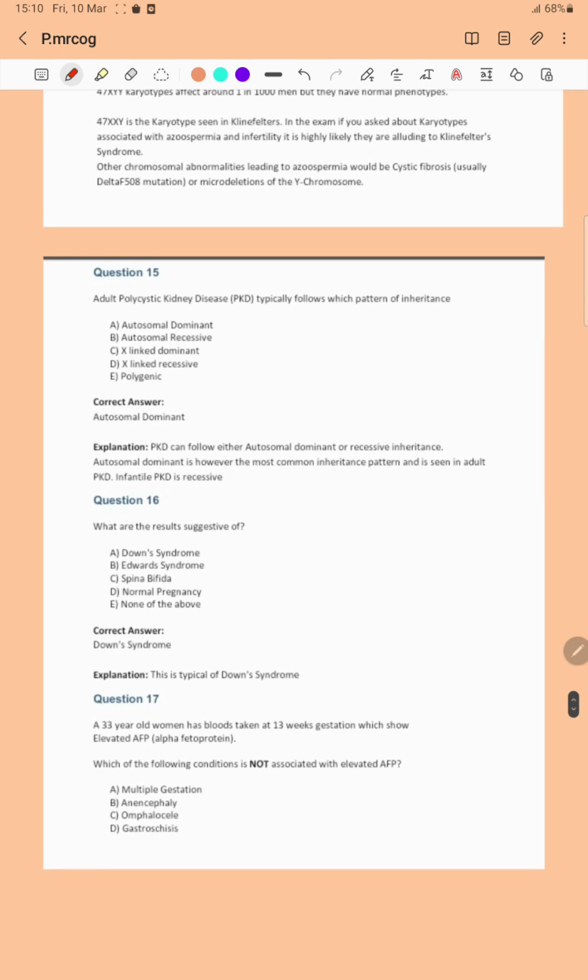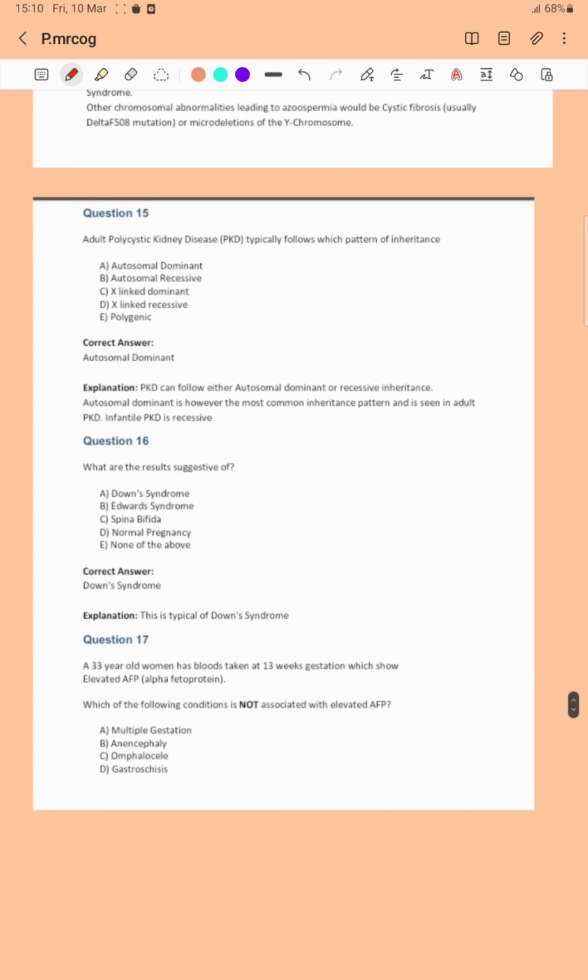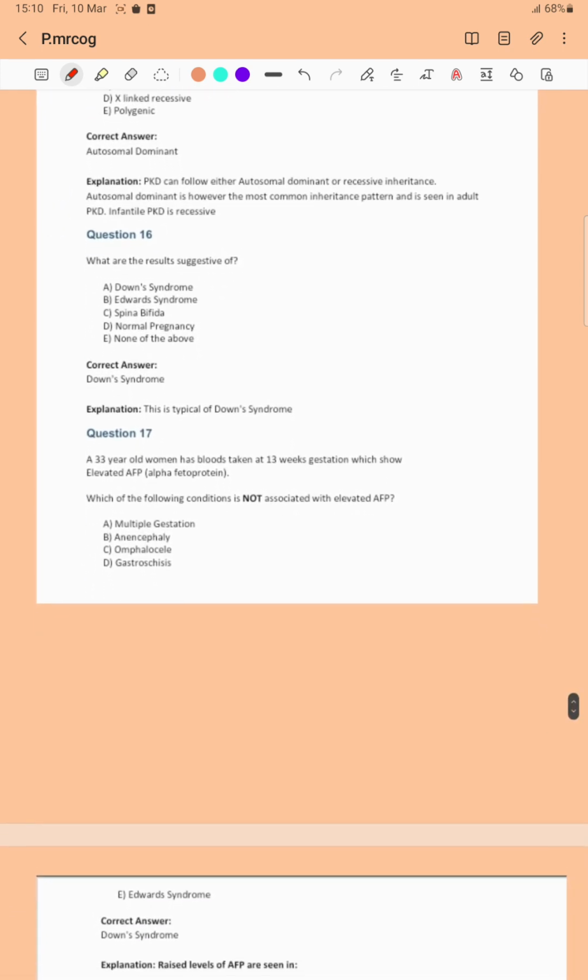Adult polycystic kidney disease typically follows which pattern of inheritance? We know that adult polycystic kidney disease follows the pattern of autosomal dominant, and polycystic kidney disease can follow both patterns, dominant and recessive. But what is the difference? The adult form follows autosomal dominant, and the infantile form follows recessive.